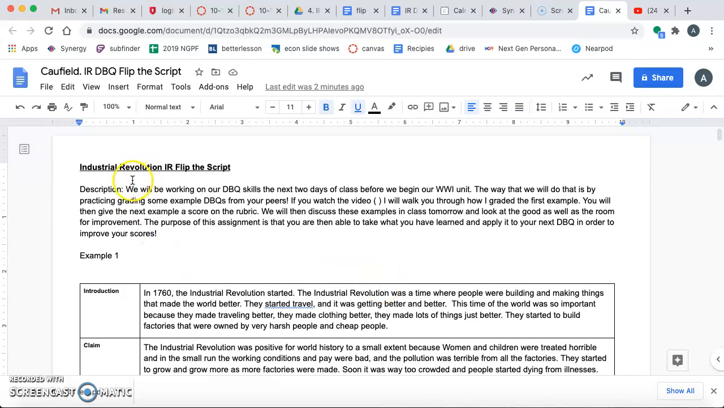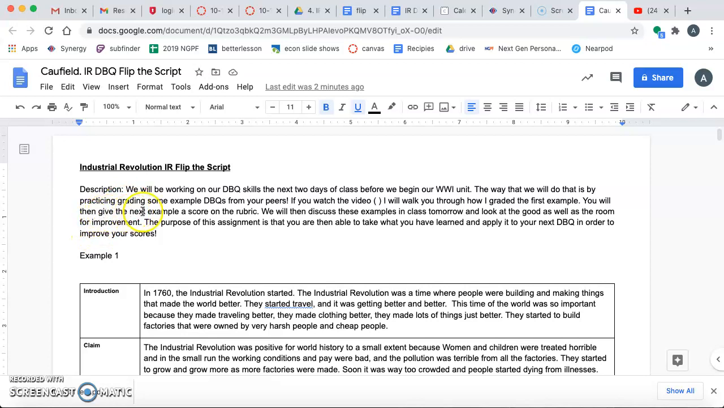Okay, guys. So this is the worksheet. It says we will be working on our DBQ skills the next 2 days of class before we begin our World War I unit. The way that we will do this is by practicing grading some example DBQs from your peers. If you watched the video, I will walk you through how I graded the first example.